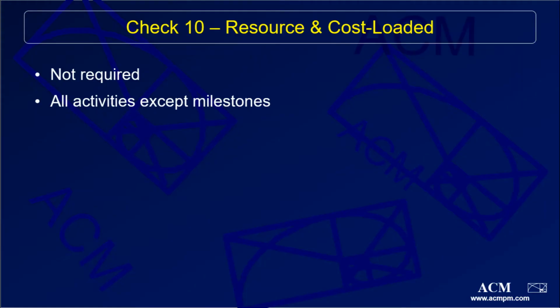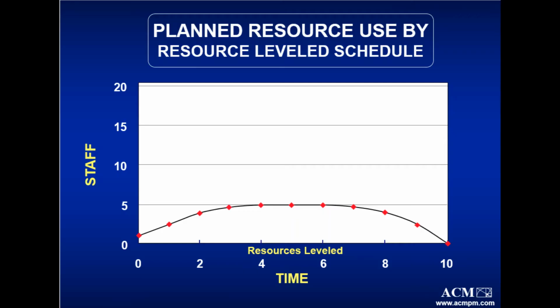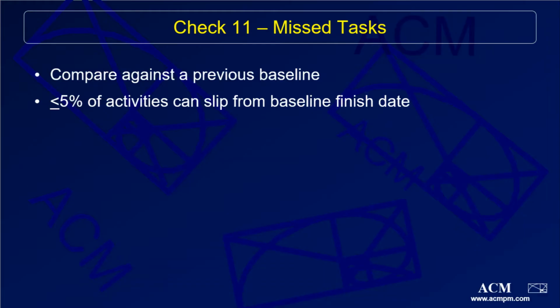For check number 10, we will ensure that a schedule is resource and cost loaded. Resource loading is not required, but DCMA recommends that all activities except for milestones have a cost and a resource associated with them. Alright, check number 11 is for any missed tasks when comparing against a previous baseline. So DCMA recommends that only 5% of activities can slip from their baseline finish date, which will provide you with a clear understanding of a schedule's progress against where you previously forecasted it.